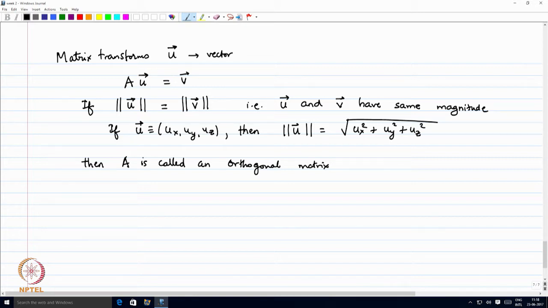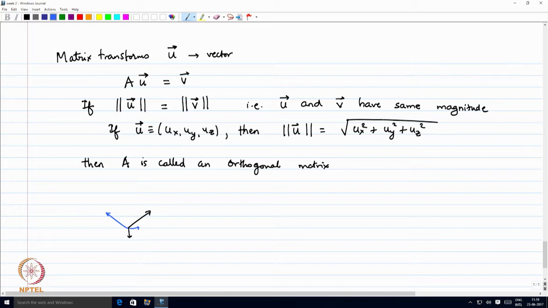Okay. Now, so what does it do? So, suppose you had a vector, okay, and you transformed it to another vector that had the same magnitude. You could have another vector, let us say, that looked like this, okay, and this might be transformed to some vector that has the same magnitude, something else. Okay. So, the matrix corresponding to such a transformation is referred to as an orthogonal matrix.